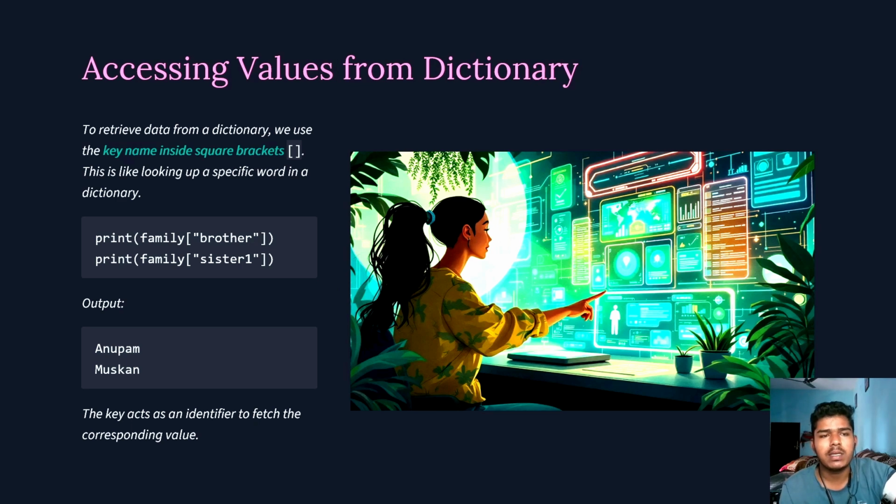Accessing values from dictionary. To retrieve data from a dictionary, we use the key name inside square brackets. This is like looking up a specific word in a dictionary. Like print family, square bracket, brother, and print family, square bracket, sister one. Then we get output Anupam and Muskan. Like we use key to get value. Simply, when we write brother, we get the value Anupam. When we write sister one, we get the value Muskan.